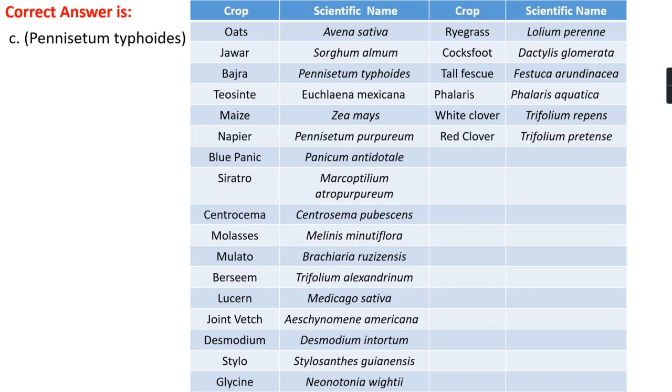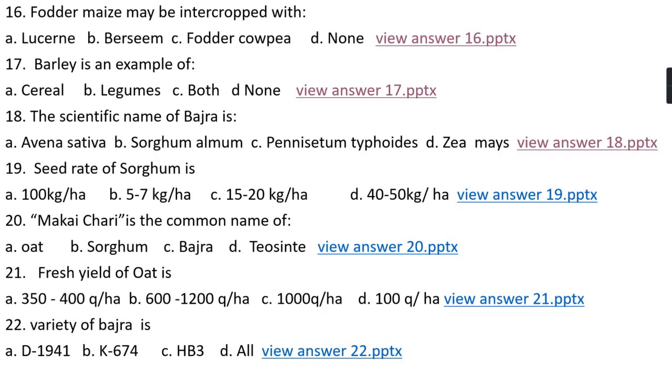Tall fescue is Festuca arundinacea. Phalaris is Phalaris aquatica. White clover is Trifolium repens. Red clover is Trifolium pratense. Okay. Question number 19: The seed rate of sorghum is option A 100 kg per hectare, option B 5 to 7 kg per hectare, option C 15 to 20 kg per hectare, or option D 40 to 50 kg per hectare.